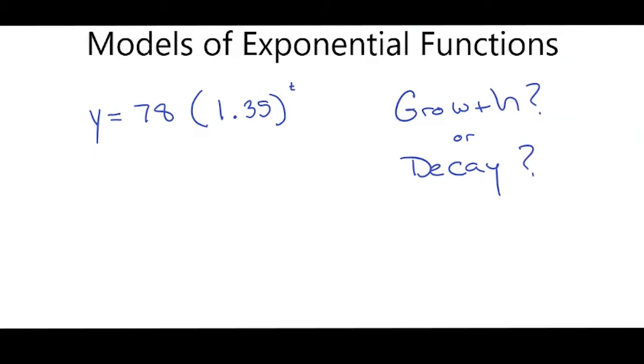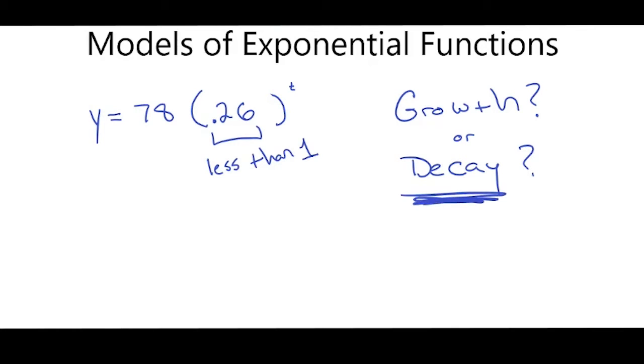The way we know that is by whatever is going on inside of the parentheses. If this is more than 1, then we would say that it is a growth function. If inside the parentheses it's more than 1, it is a growth function. But if the inside of the parentheses is less than 1, it is a decay function.